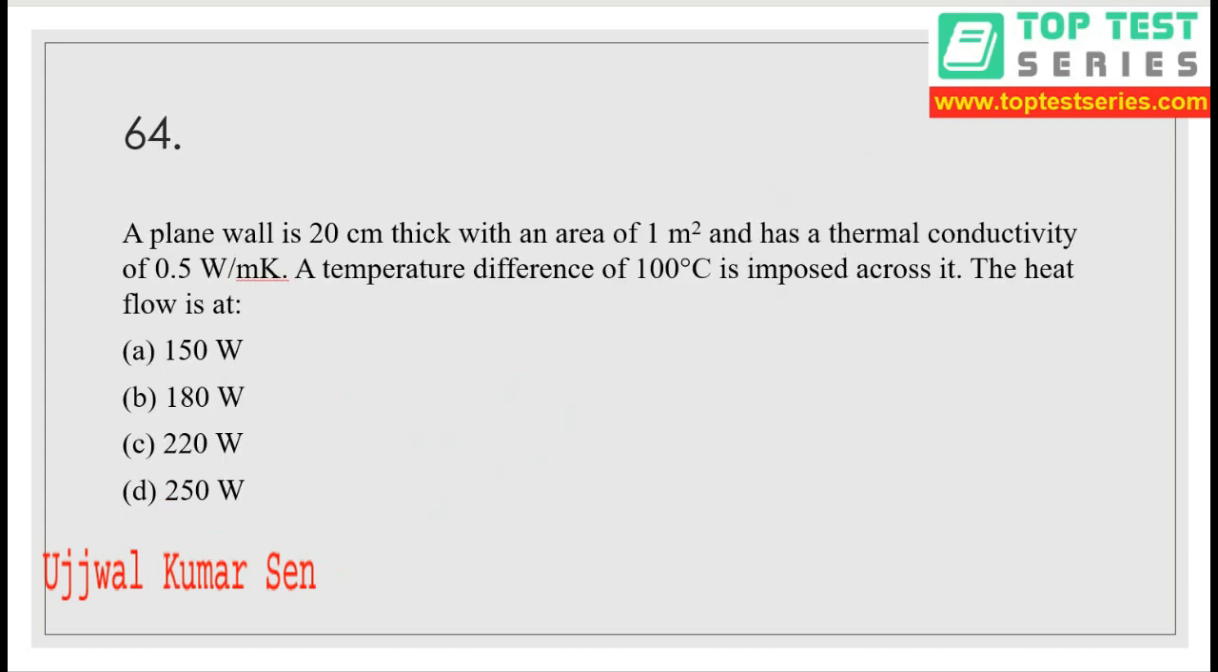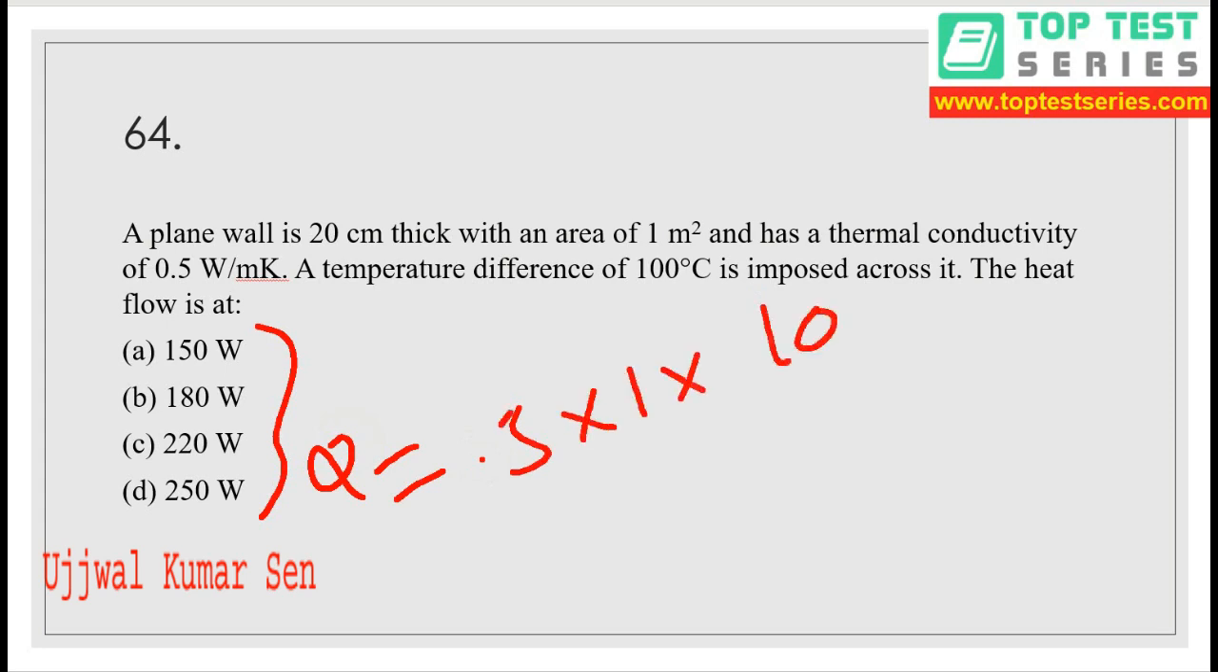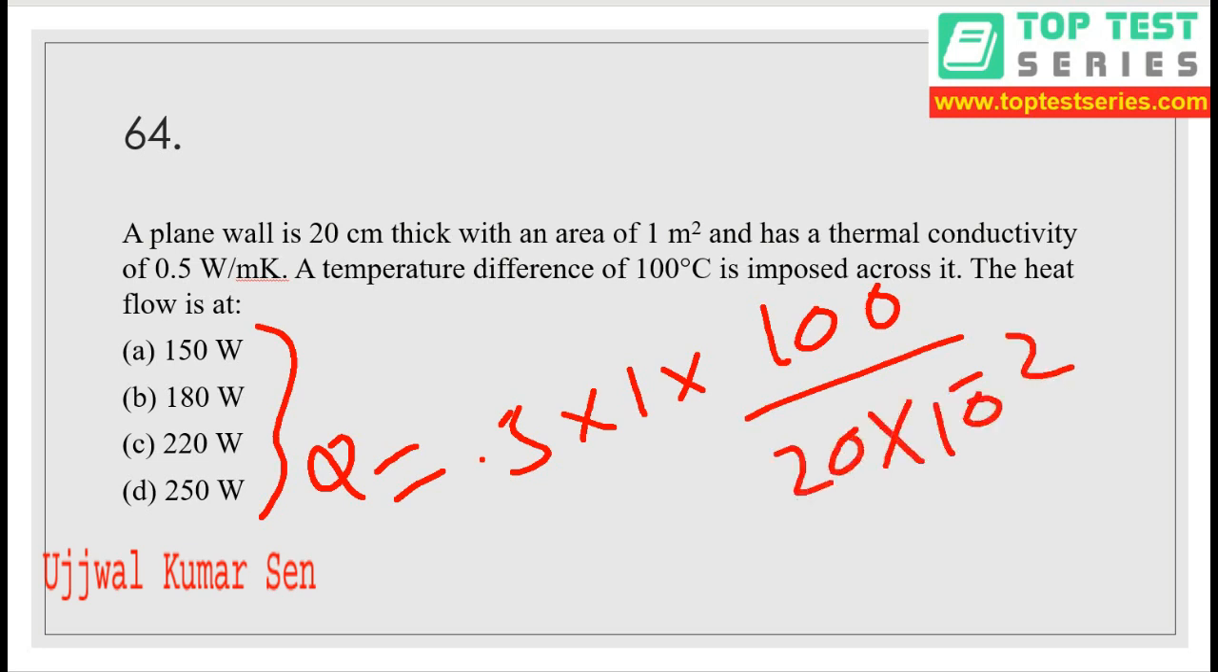Question number 64, numerical. A plain wall 20 centimeter thick with an area of 1 meter square has a thermal conductivity of 0.5 watt per meter Kelvin. A temperature difference of 100 degrees centigrade is imposed across it. The heat flow is? So we have to find out heat flow. We know that Q is equal to k, that is 0.5, A, that is 1, times T1 minus T2, by dx, which is 20 into 10 to the power minus 2.